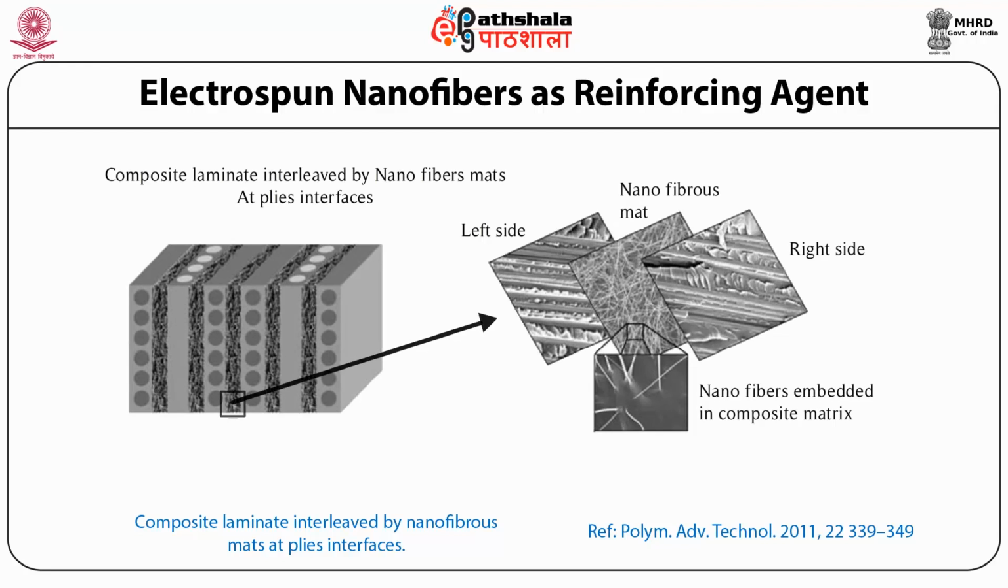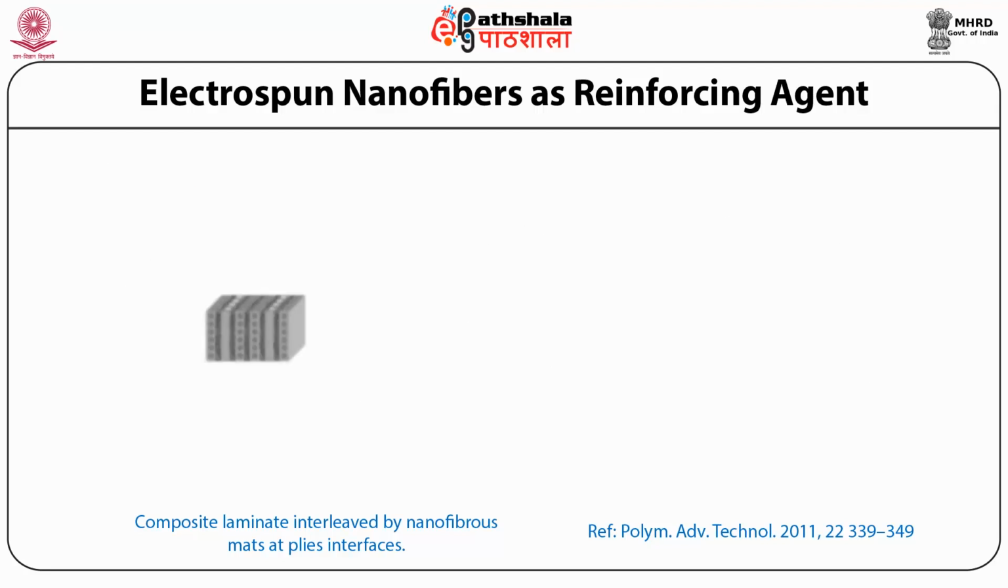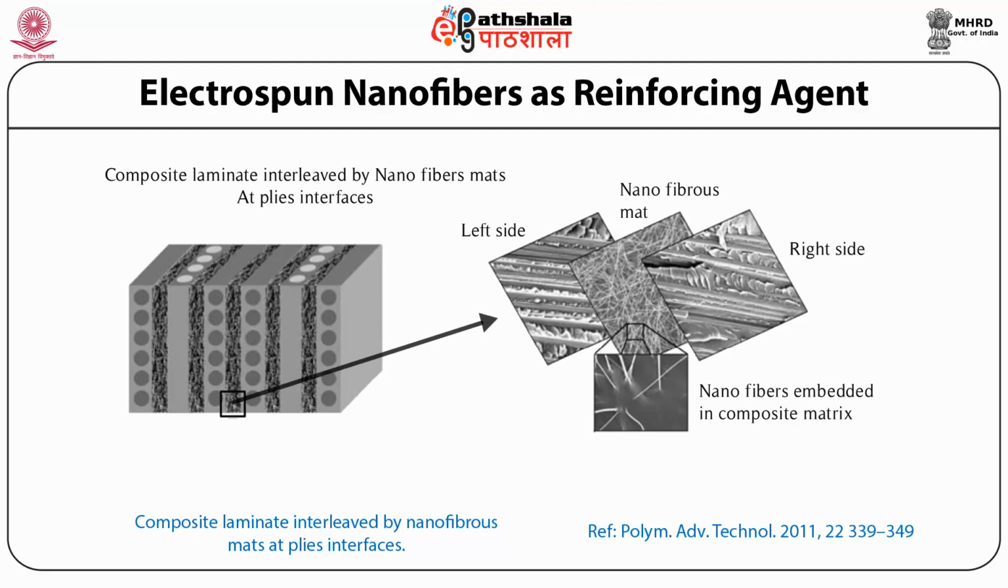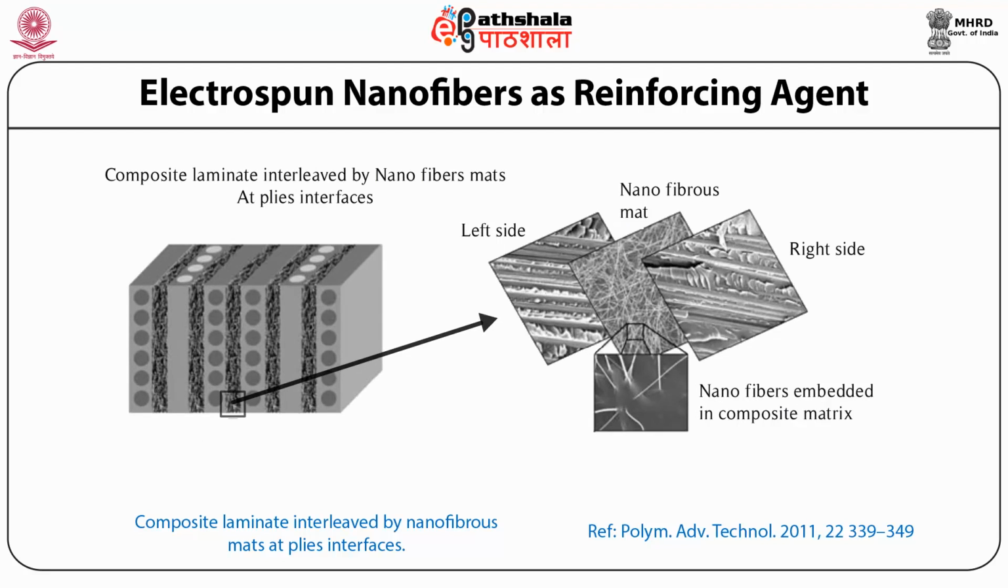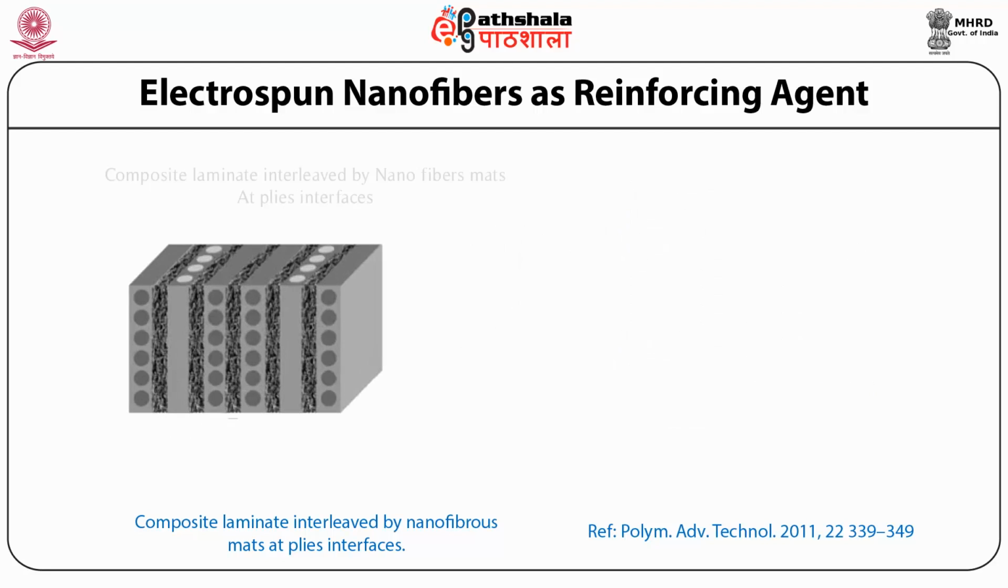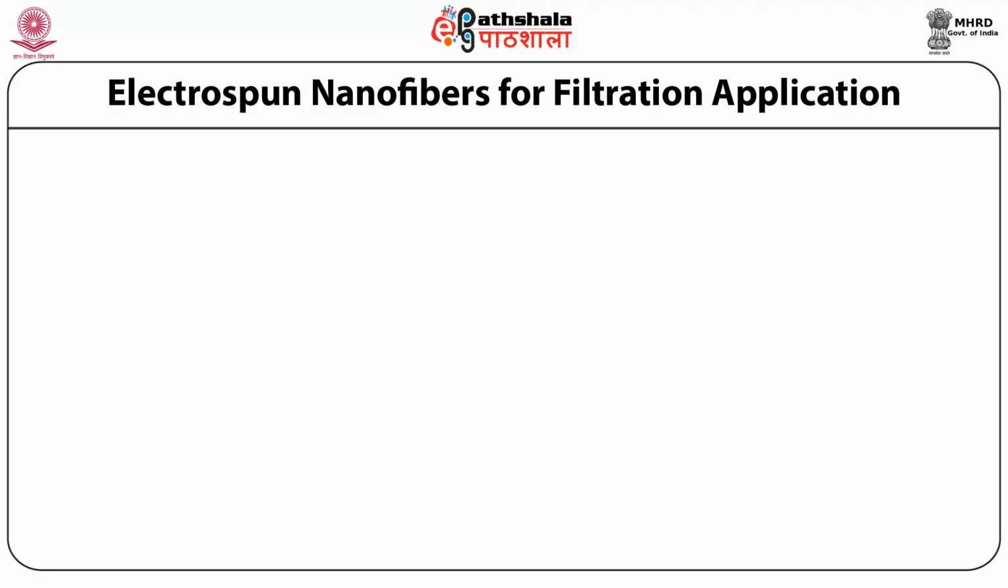Therefore, it has been proposed that the incorporation in laminate composite of an entangled nanofiber layer characterized by a combination of interlocked in-plane and out-of-plane nanofibers might contribute to improve the interlaminar fracture resistance, much like the hooks and loops in Velcro. I want to discuss the electrospun nanofiber filtration application.